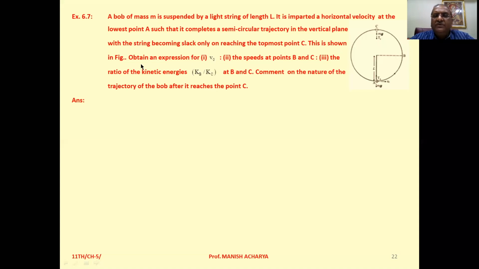This is shown in the figure. Obtain an expression for 1. V0, 2. The speeds at points B and C, 3. The ratio of kinetic energies Kb to Kc at B and C. Comment on the nature of the trajectory of the bob after it reaches the point C.